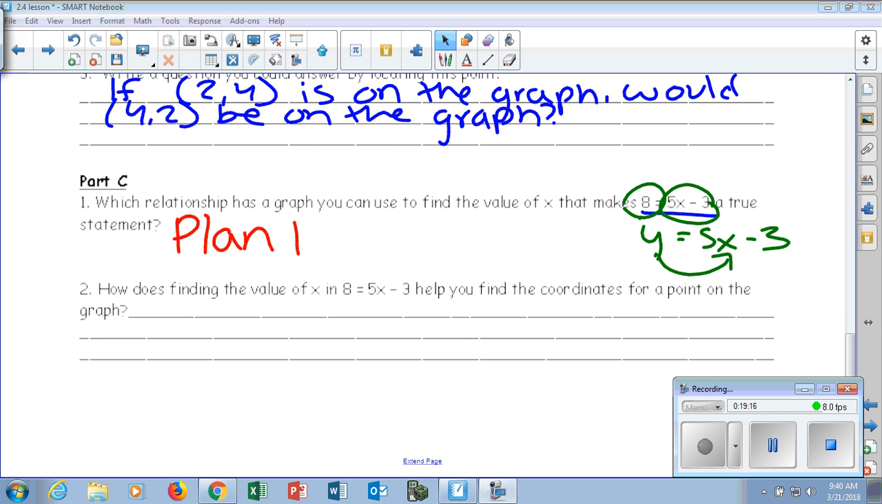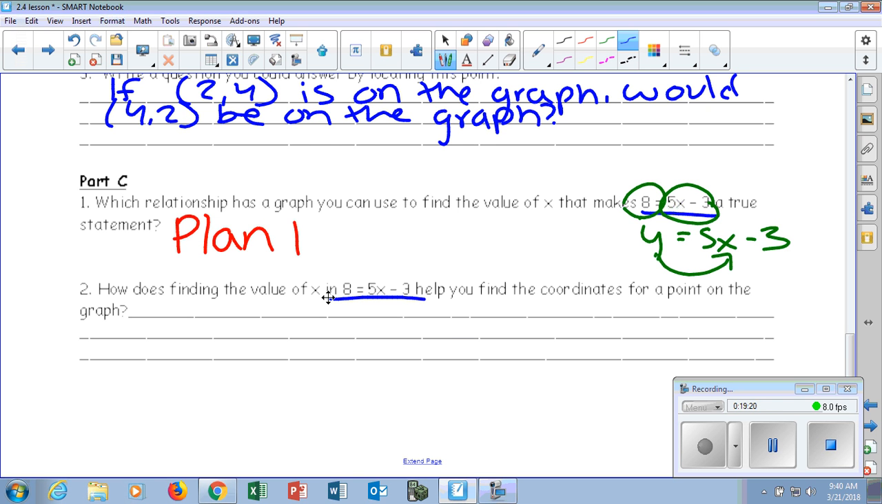Question 2 says, how does finding the value x in 8 equals 5x minus 3 help you find the coordinates for a point on the graph? Well, as of right now, can we plot that point? Right now we have this, x comma 8. Can we plot that? Do you know how to plot that on the graph? Yes. You can? Well, you don't know that yet, do you? You had to solve that to get to that, didn't you? Yeah. So once you find, Robert's a step ahead of us, and he actually found what x was.